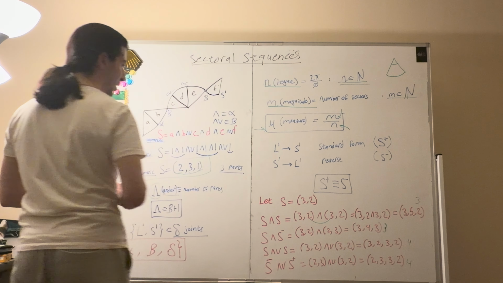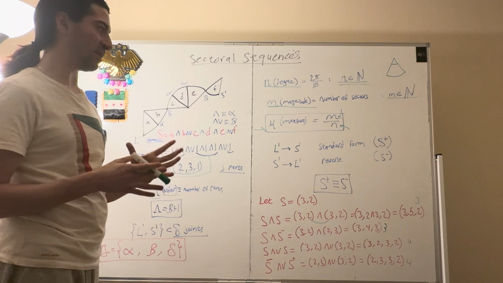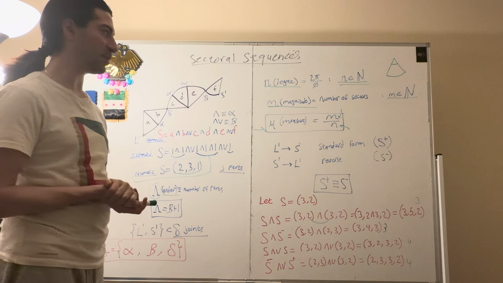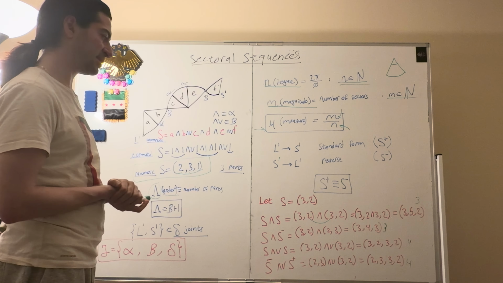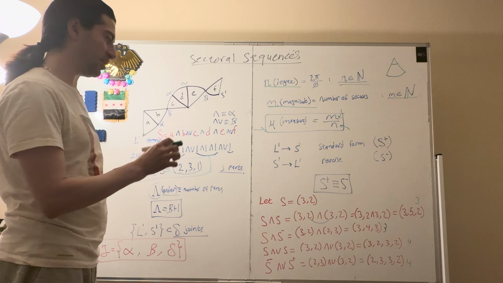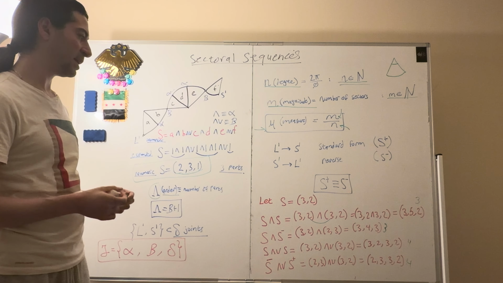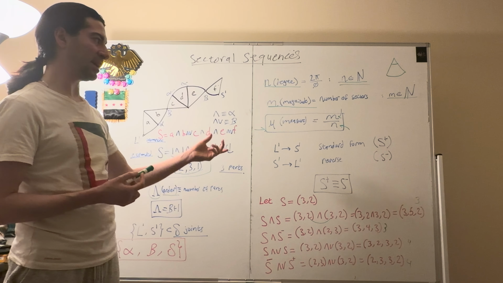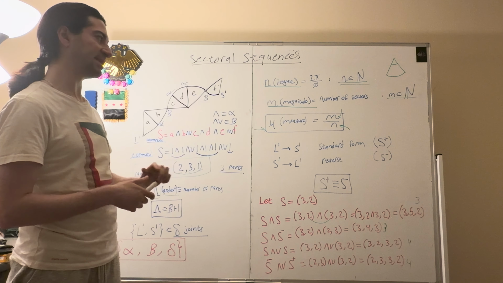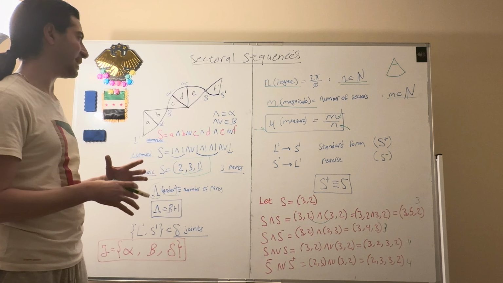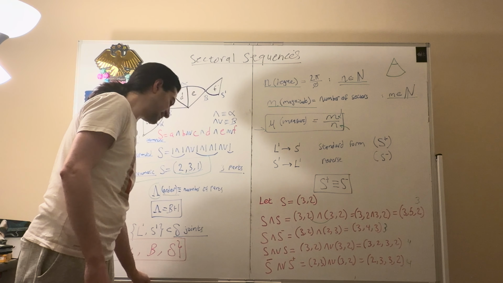So now we've seen our first set of operations that we can perform on sectoral sequences simply by choosing what type of joint to indicate between them. And we've seen that we can use the reverse versus the standard form to generate more sectoral sequences.